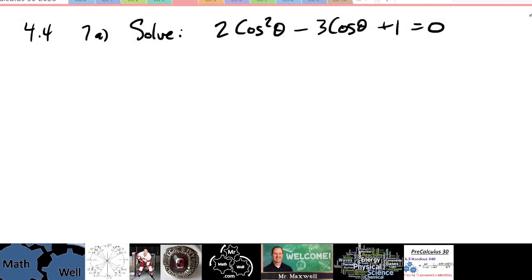All right, so this question right here, 4.47a, what you want to do first of all is recognize that this is a quadratic form.